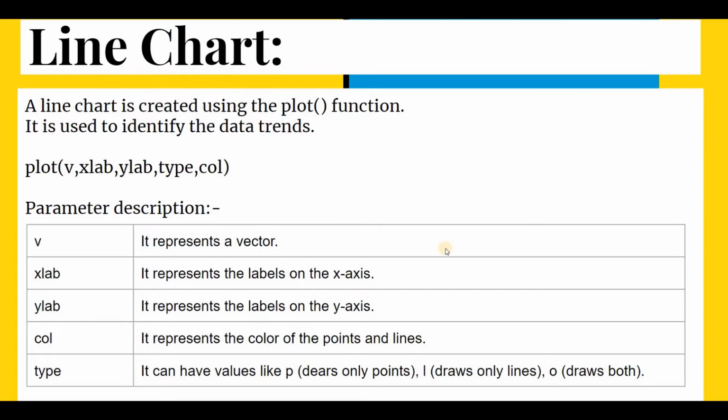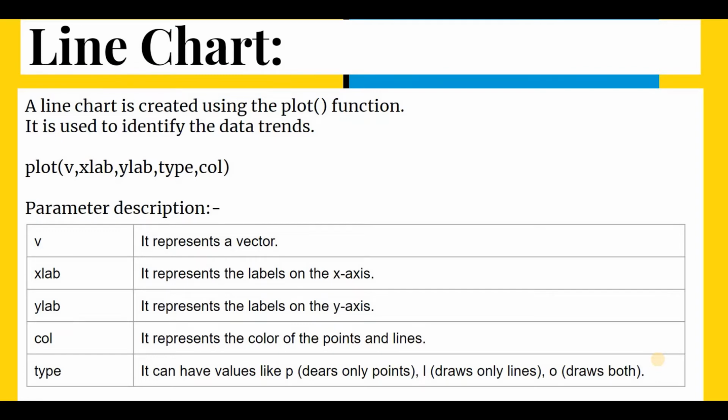And a line chart is created by using the plot function, and it is used to identify the data trends. So the plot function, we have the parameters as v, that represents the vector, xlab label on the x-axis, ylab label on the y-axis. So this type you can define whether you want all the points or you want all the lines or you want both, right? And col represents the color that you want to give to your points and lines, right?